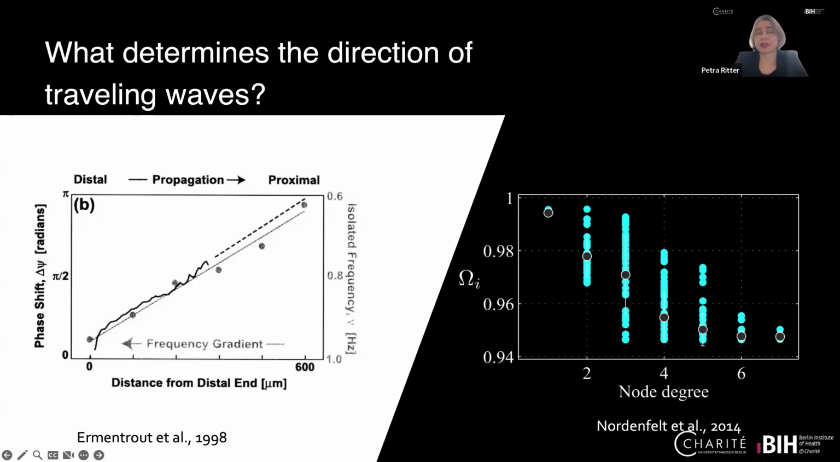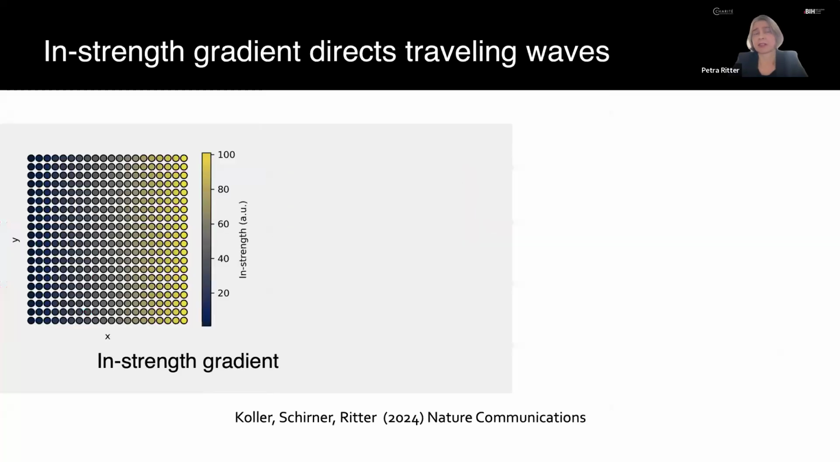And we took these results together, and we hypothesized that in the brain, the in-strength gradients are generating frequency gradients, as has been shown here in this network of coupled oscillators, and that the frequency gradients then direct the traveling waves, as can be seen here. And in the study we wanted to test whether this is the case. And we started very simple.